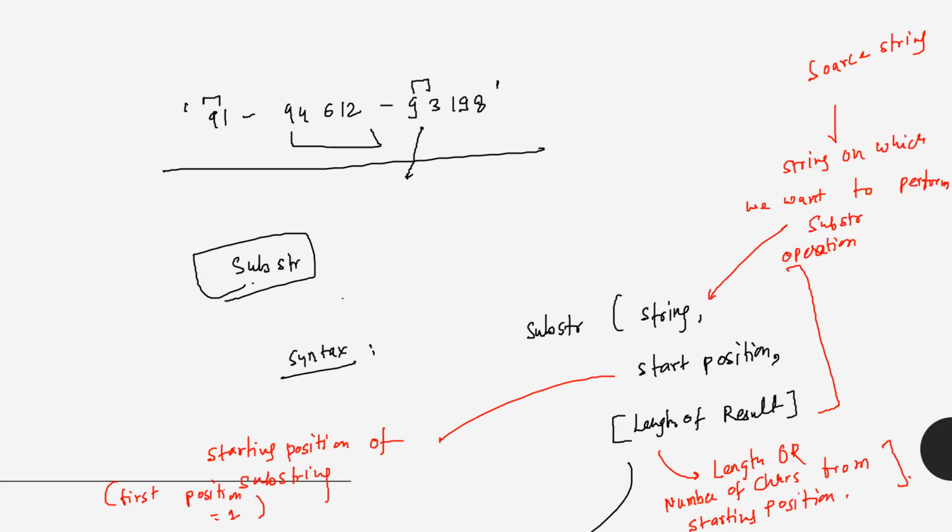This length is optional. If we will not provide this length, this substr function will extract the complete substring starting from the start position till the end of the string. What if we will specify a very large value in length of a string? In that case also, substring will extract the substring from the starting position till the end of the string. It will not throw an error.